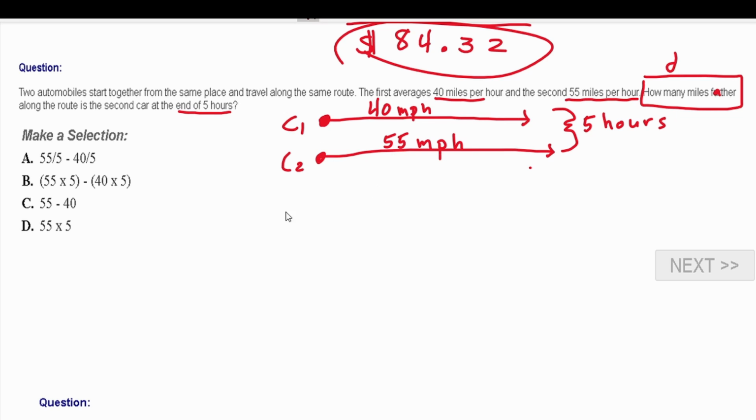So let's start this problem by writing separate distance formulas for each of these. So for car 1, and I'm just going to note that off to the side here, we're going to use the distance formula d equals rt.